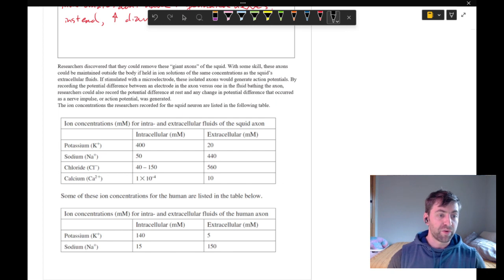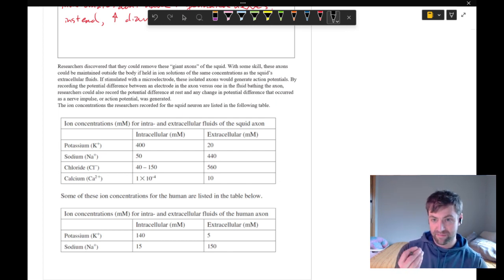Researchers discovered that they could remove these giant axons from the squid, and with some skill, these axons could be maintained outside of the body if held in ion solutions of the same concentration as the squid's extracellular fluids. If stimulated with a microelectrode, these isolated axons would generate action potentials. By recording the potential differences between an electrode on the axon versus one in the fluid bathing the axon, researchers could also record the potential difference at rest and any change in potential difference that occurred as a nerve impulse or action potential was generated.